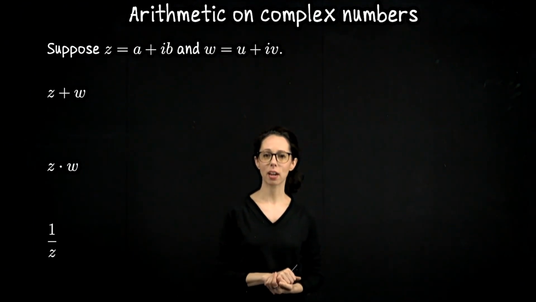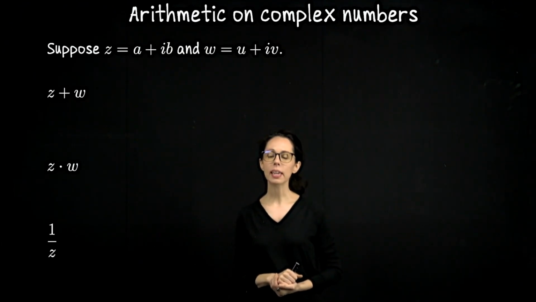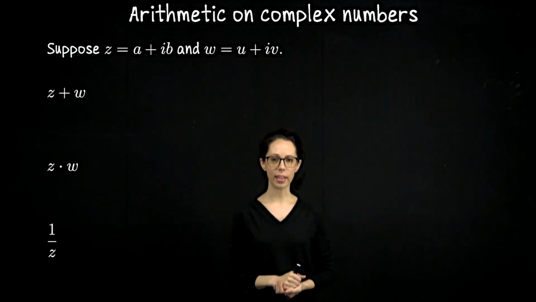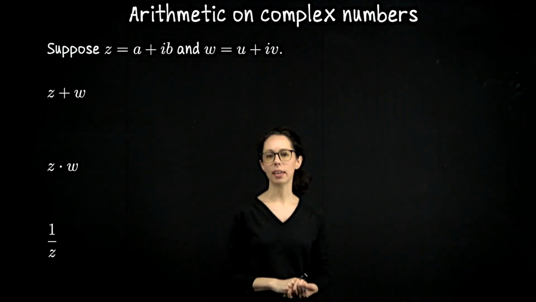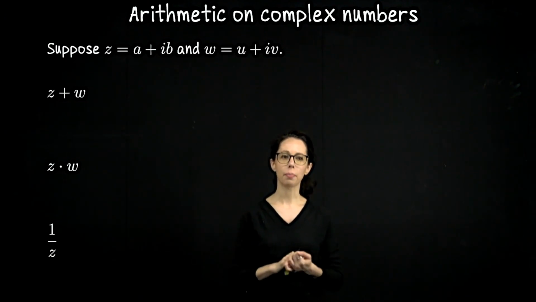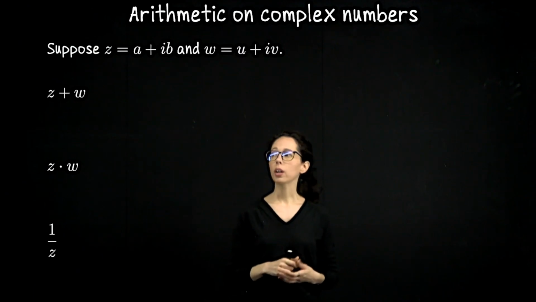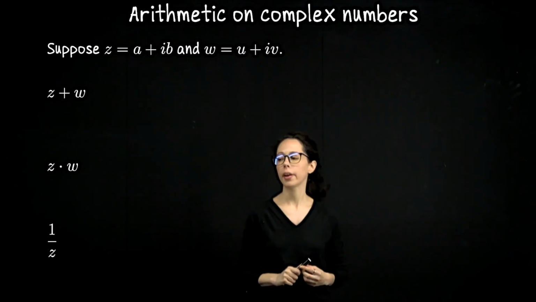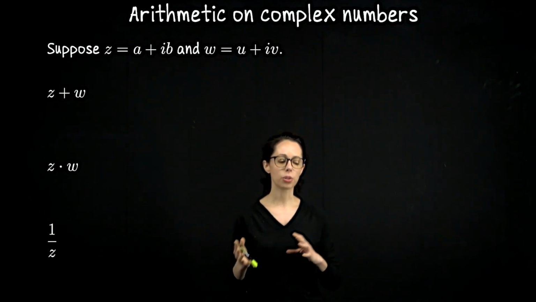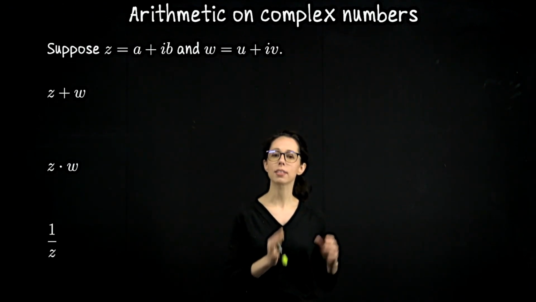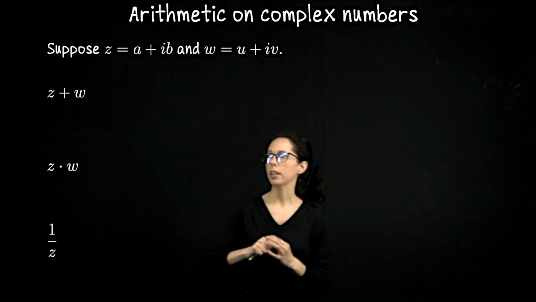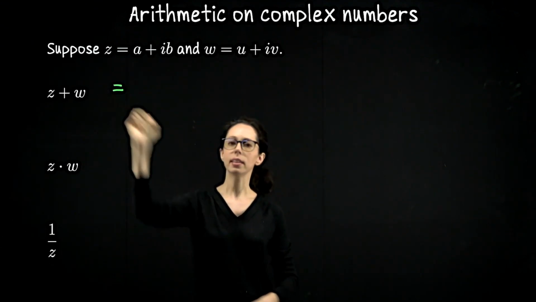Let's do some arithmetic on complex numbers. Suppose z is a plus ib and w is u plus iv. So the real part of z is a, the real part of w is u, whereas their imaginary components are b and v. We are going to add them together, multiply them together. I'd also like to show you how to divide by a complex number. The theme is always to try to take the result and write it as the real component plus i times the imaginary component.